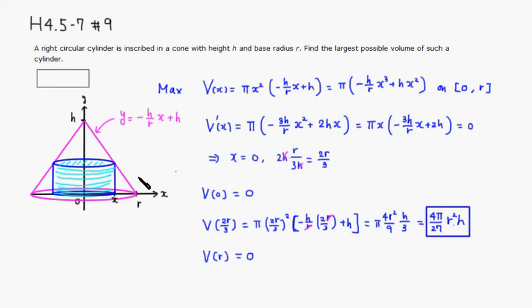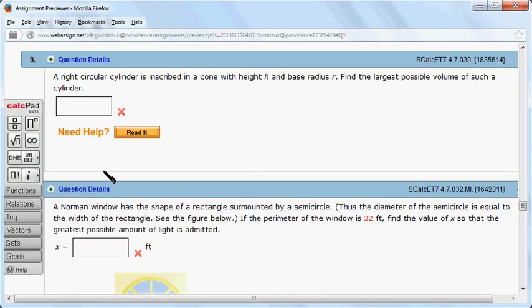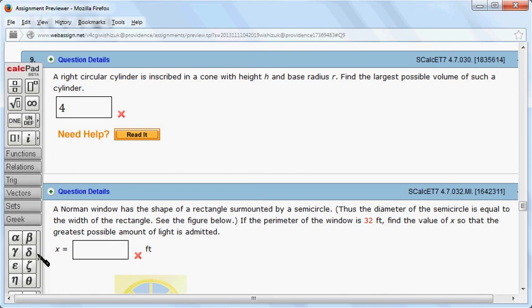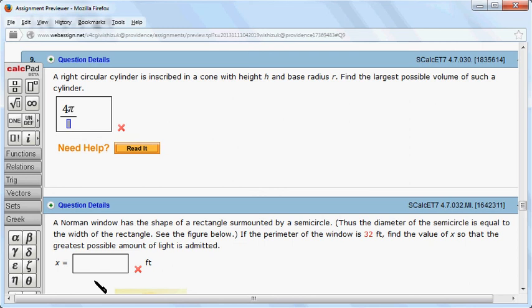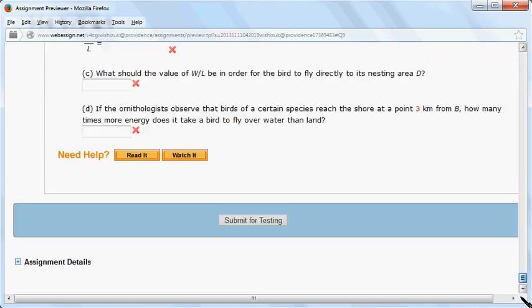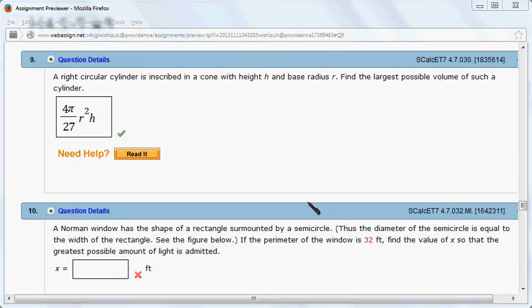All right, that's that. Let's type it in. The answer was 4 pi, the Greek letter, 4 pi over 27 r squared times h. Let's check the answer. It came back and looks like we got this one correctly. All right, that's it. I hope that this was clear.